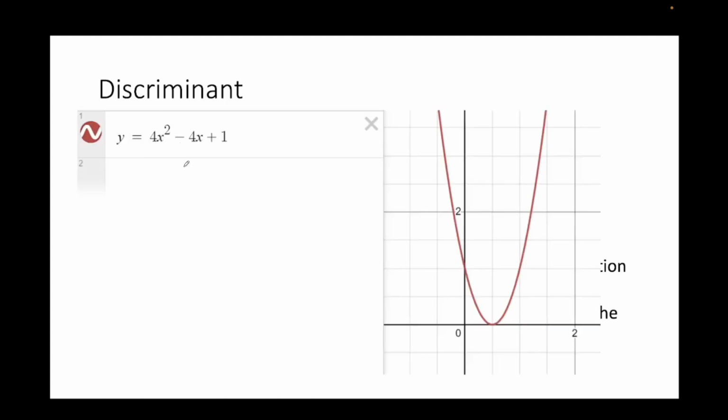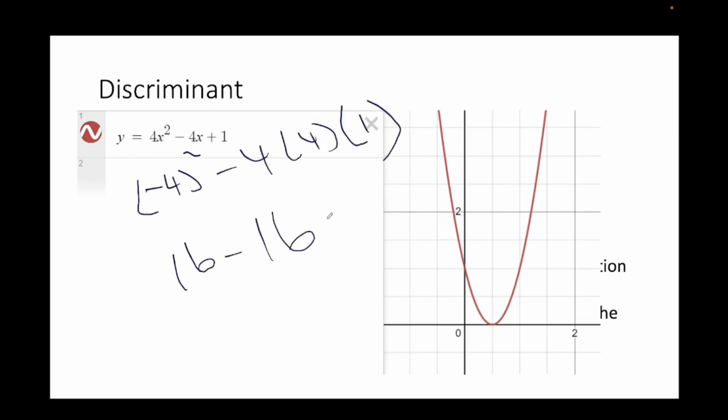Have a look at this one, okay? b squared minus 4ac. Negative 4 squared minus 4 times a times c. 16 minus 16 equals 0. So b squared minus 4ac is equal to 0. Remember what happens when the discriminant is 0? 1 solution. So just look at how many points touch the x-axis here then.